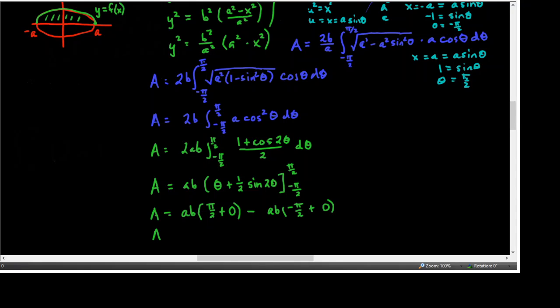And so what we should get, if I hadn't made a mistake, is pi AB. And I think I did not make a mistake. I think I just did it differently last time. I'll have AB times pi over 2 minus negative, so plus AB times pi over 2, which will be 2 of those. Pi over 2 is AB, so pi AB.